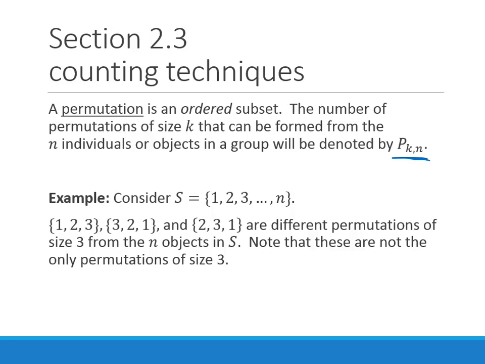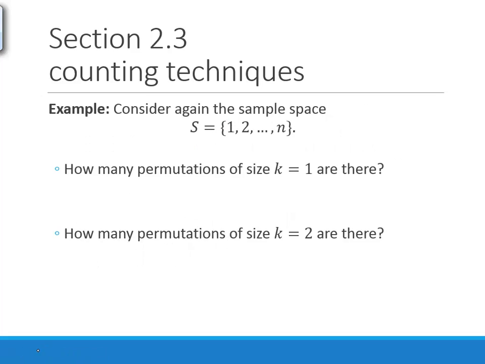So if my sample space is just the first n integers, 1, 2, 3 up to n, just note that 1, 2, 3, and 3, 2, 1, and 2, 3, 1 are different permutations. So again, order does matter here. Of course, those are not the only permutations of size 3 from that list, but when I say permutation, I'm talking about something in which the order does matter. So it's ordered.